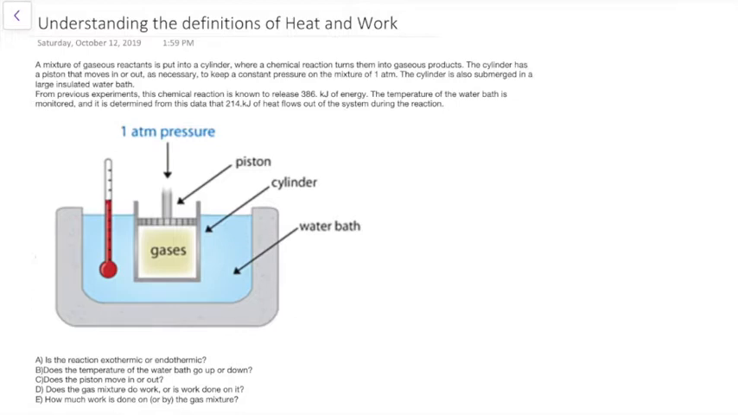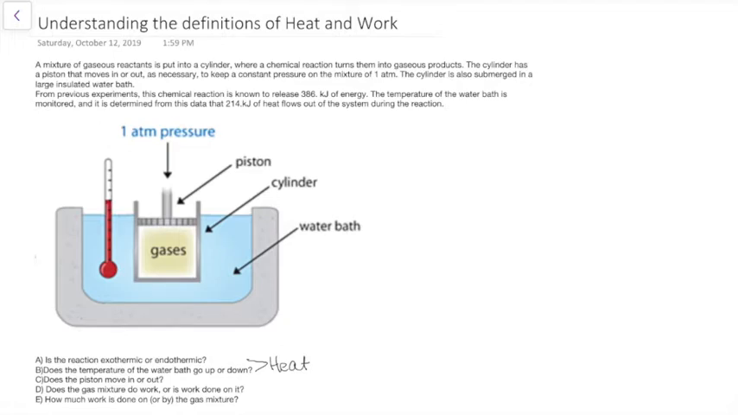Now we have quite a few questions here, so let's try to group them together and see the common topics that they have with each other. Question A is asking if it's exo or endothermic, and we know that we only use those terms when we're talking about heat. So question A is going to be about heat. And then question B says, does the temperature of water in the bath go up or down, which is also about heat. So let's tie those two together because they're both heat-related questions.